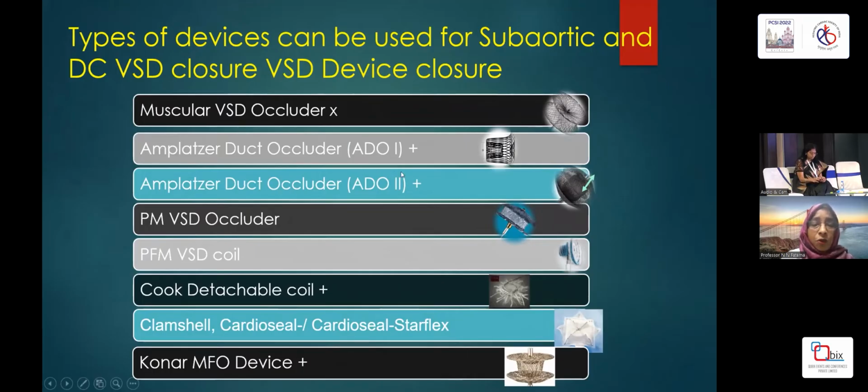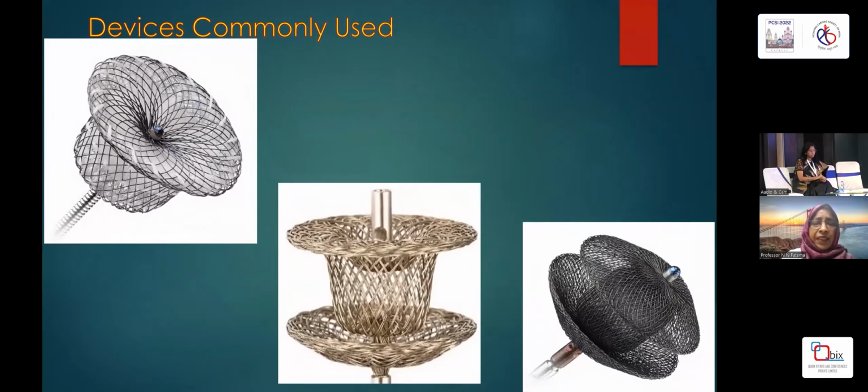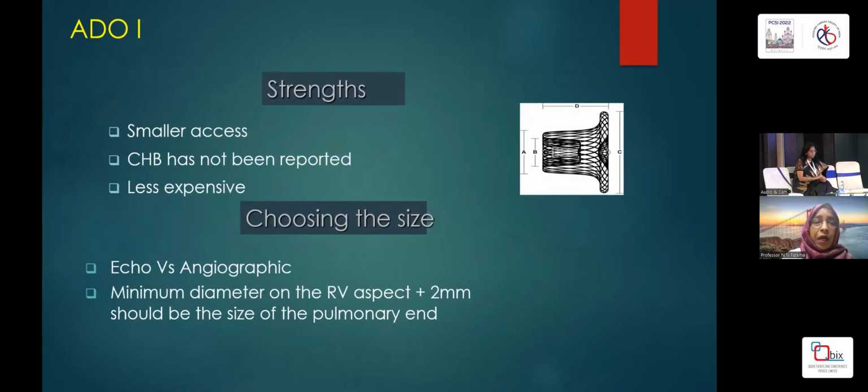Or amputated duct occluder, or the Cook detachable coil in some of the cases, and Konar MA4 device. So these are the three devices which are most commonly used in our series.